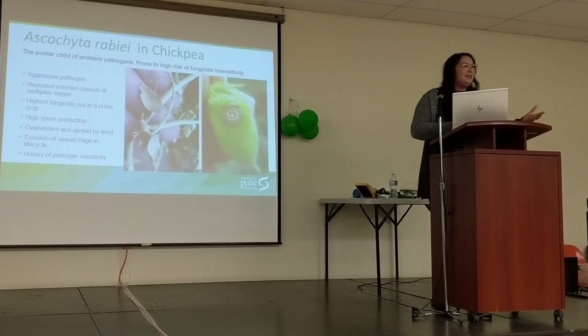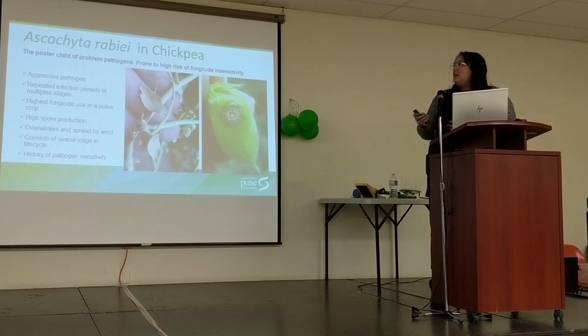Which leads me to chickpeas. So when we talk about Ascochyta, you can't not talk about chickpeas. And so the pathogen in chickpeas is actually Ascochyta rabiei. And lots of the same qualities for this Ascochyta infection that we're seeing in peas, but again, repeated infections. In chickpeas, spraying for Ascochyta is the #1 fungicide use in the province.